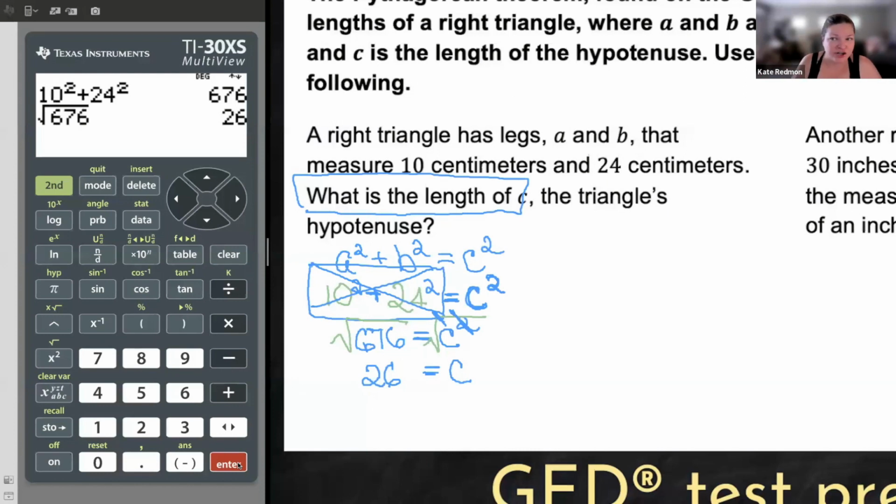But I do have one little thing to consider here, and that is 26 what, right? C was a measure of a side length. So 26 inches, 26 feet. Take a look at the problem. It says a right triangle has legs that measure 10 centimeters and 24 centimeters. So this is 26 centimeters.